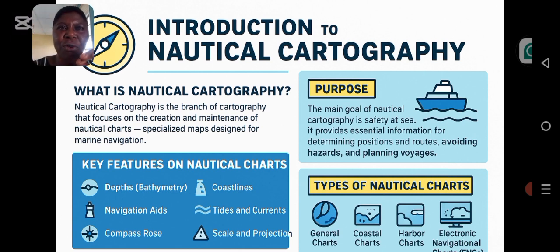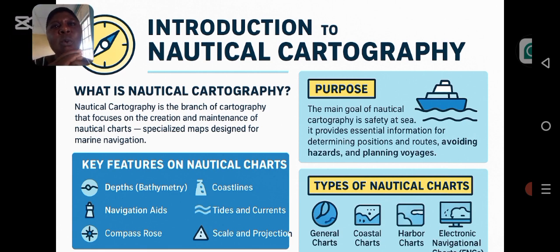Okay, just as we have aeronautical charts, we have other types of maps, so also we have nautical charts or nautical cartography. Now, I basically classify all maps into three categories: the general purpose map, the thematic map, and the navigational chart. So aeronautical charts and nautical charts are under navigational chart. So in this video, we are looking at nautical cartography. As I said, it's a specialized chart that is mainly made for marine navigation.